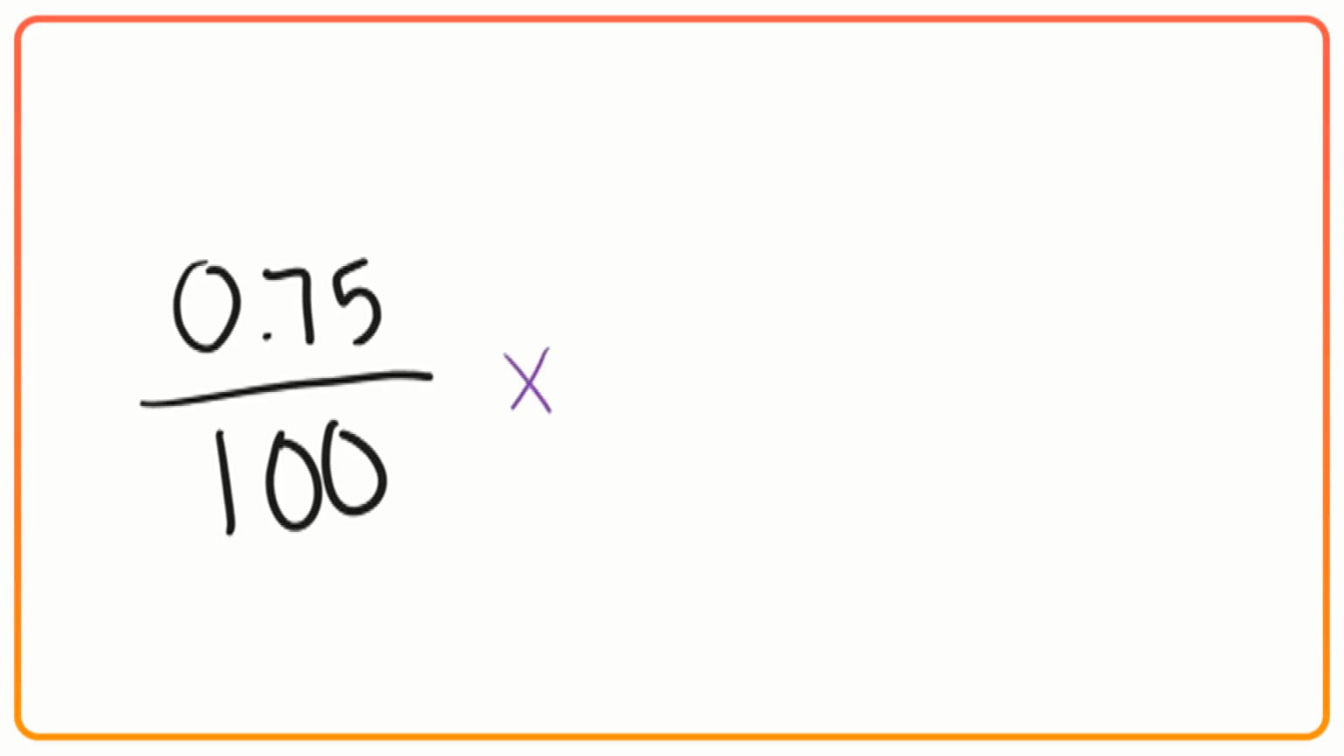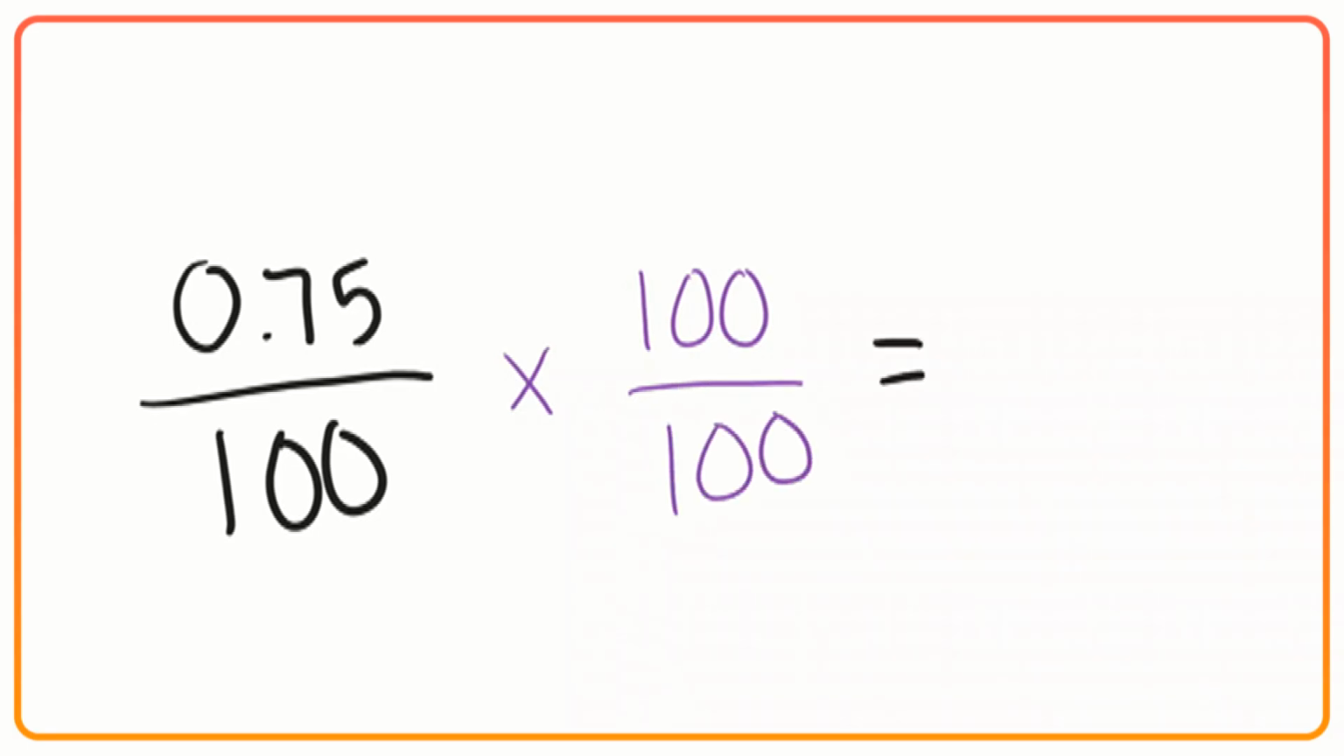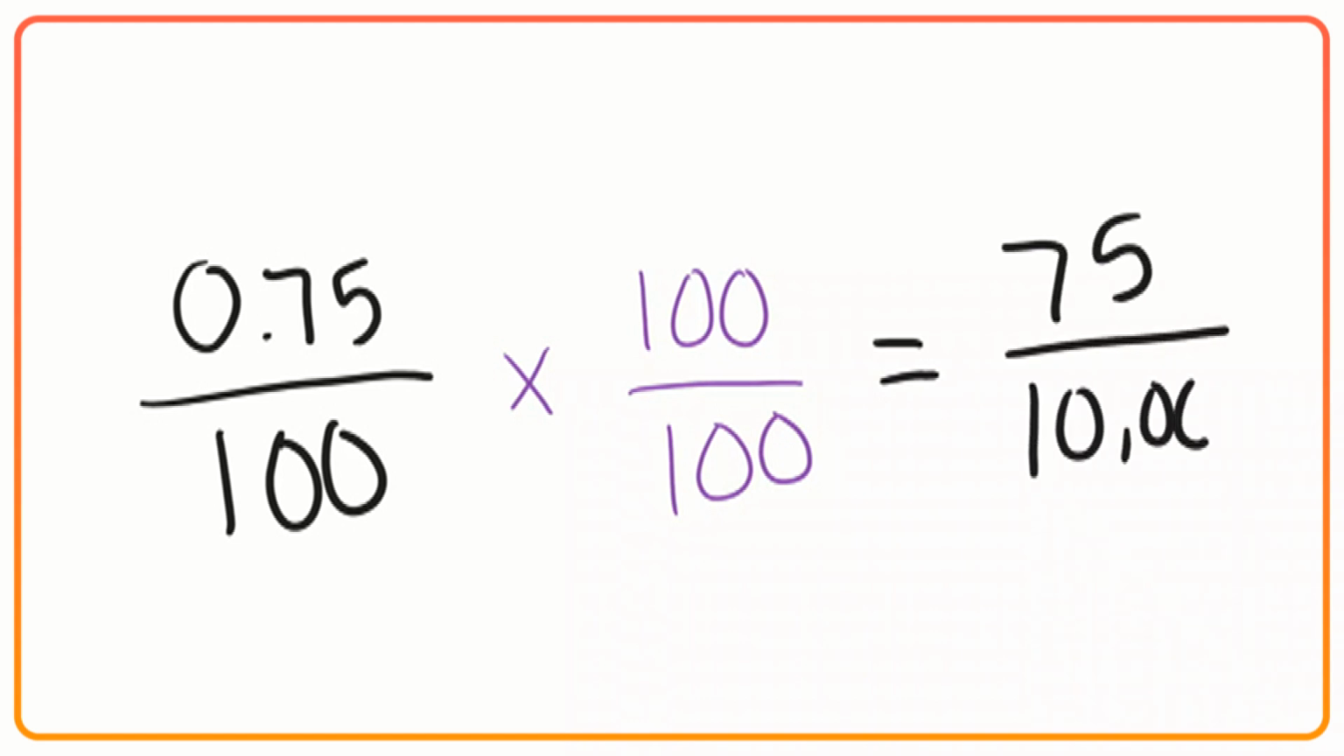Using the standard algorithm, it would be the same as taking 0.75 hundredths and decomposing it to find an equivalent fraction with a denominator of 10,000. To do this, we would multiply the numerator and denominator by 100. Doing that will give you 75 10,000ths.